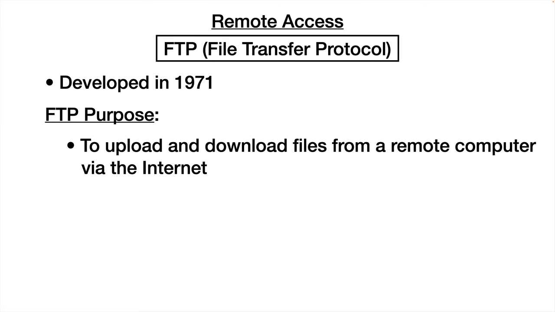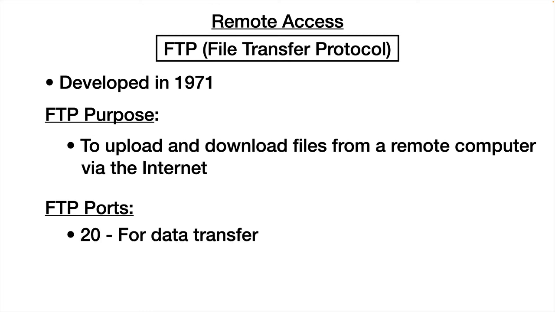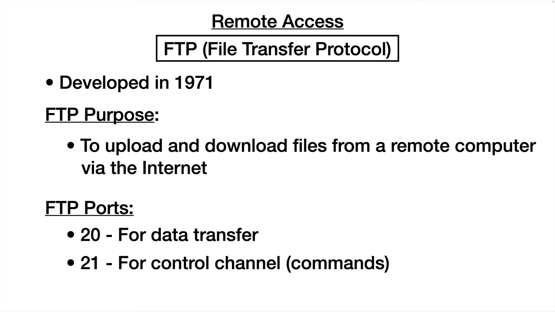So as I just said, the purpose is to upload and download files from a remote computer via the internet. I think we've mentioned this before, but FTP actually uses two ports. Port 20 is used for the actual upload or download data transfer. Port 21 is used for what they call the control channel, which you can think of as issuing commands.